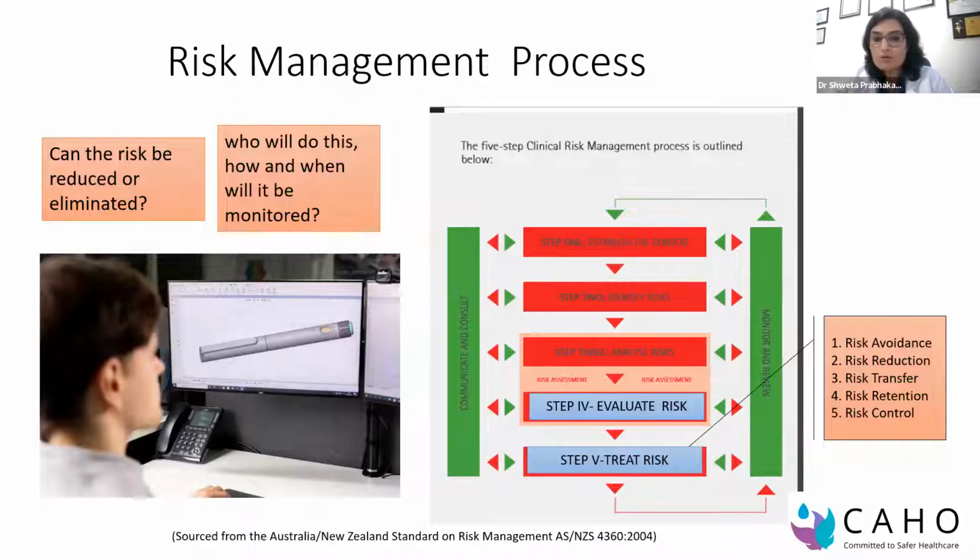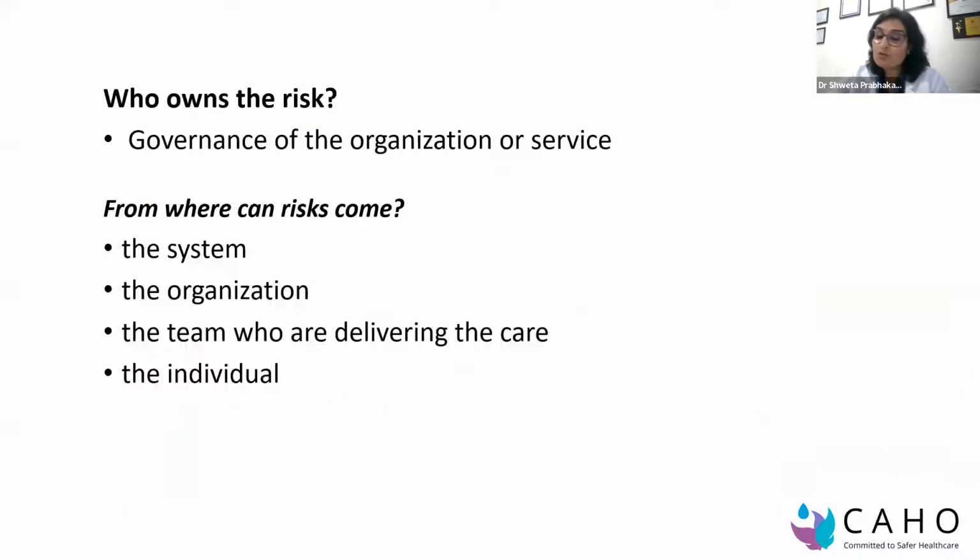Now, how you can treat it is you can avoid the risk completely, or you can reduce it to a minimum, or you can transfer the risk, and then you can retain it if it is a very low level of risk, or you have an effective control mechanism too. So these are some of the terms which you will come across when you treat the risk. This is a very general process explained about the risk management process.